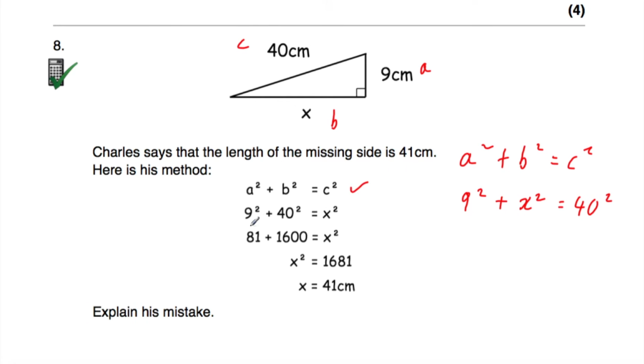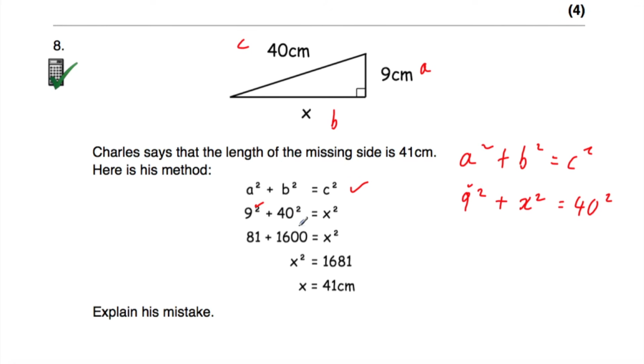Now if we have a look at his next line, he's got 9 squared plus 40 squared is equal to X squared. Well, he's saying that the longest side is X, but the longest side of the triangle would be 40. The 40 would have to go here. If we look at it, we've got 9 squared. Yes, that bit's right, 9 squared. And then we've got plus X squared.